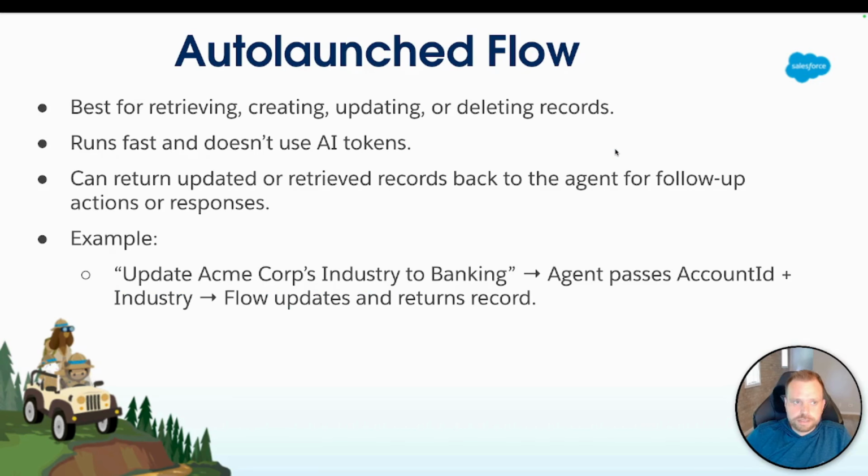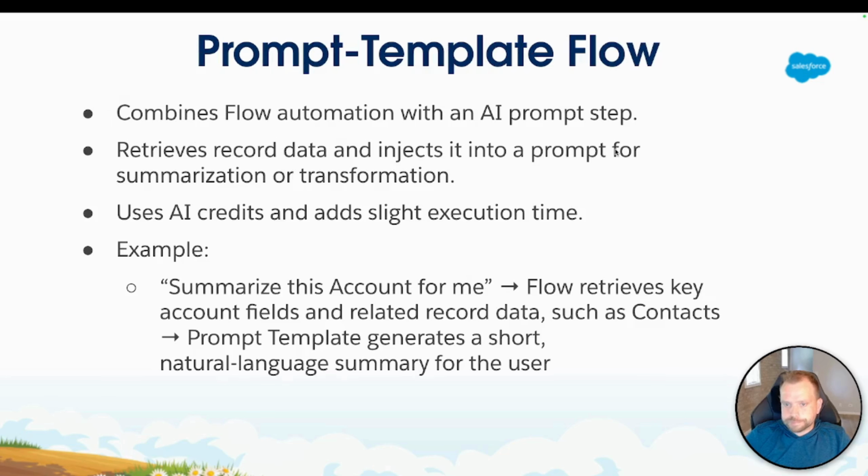One of the flow types is auto-launch flows. This is best used if you need your agent to call a flow to quickly pull back a record or update a record. One simple use case would be, hey, we have an account. Can you just update the industry to whatever I tell you to update it to? These run very quickly, are very easy to set up, and you will utilize these in a lot of your agents.